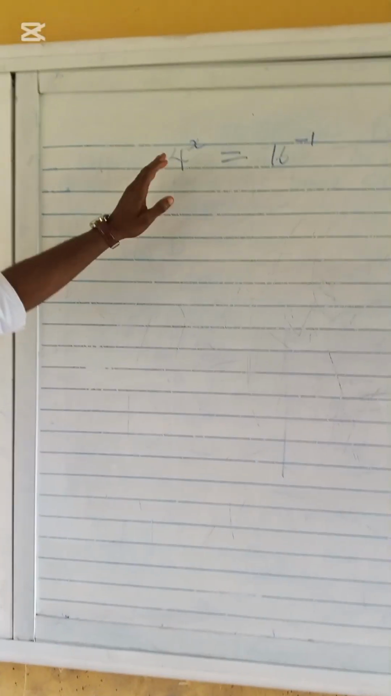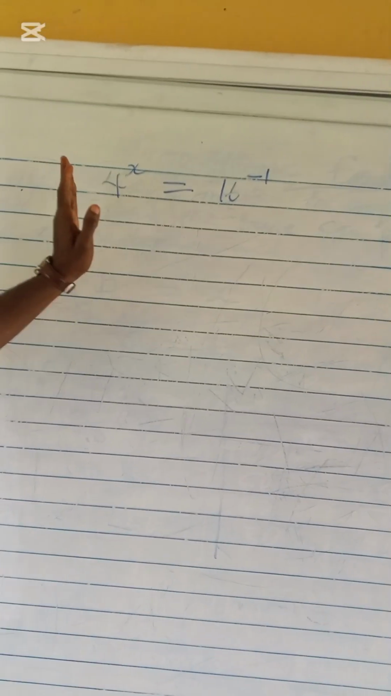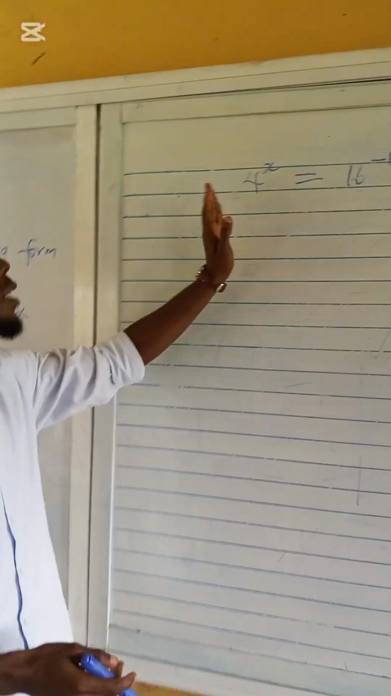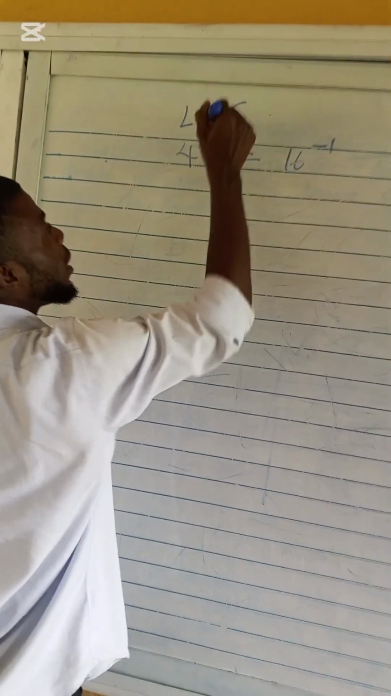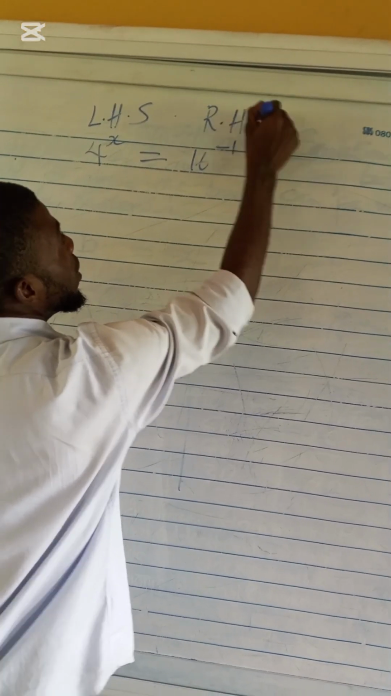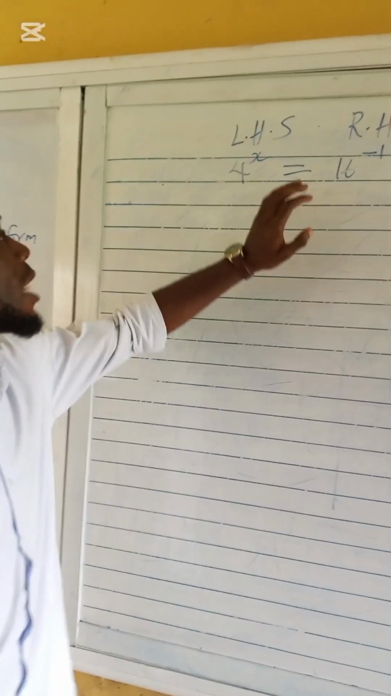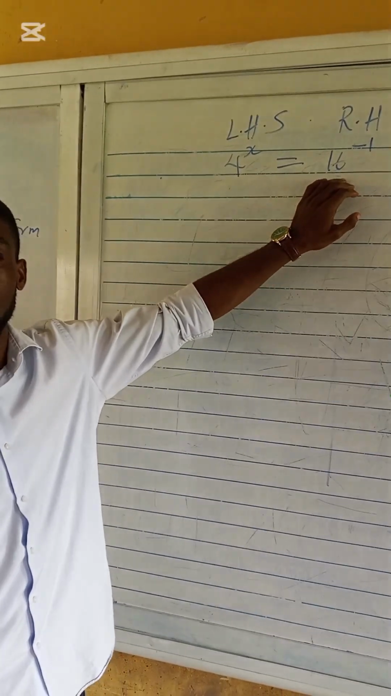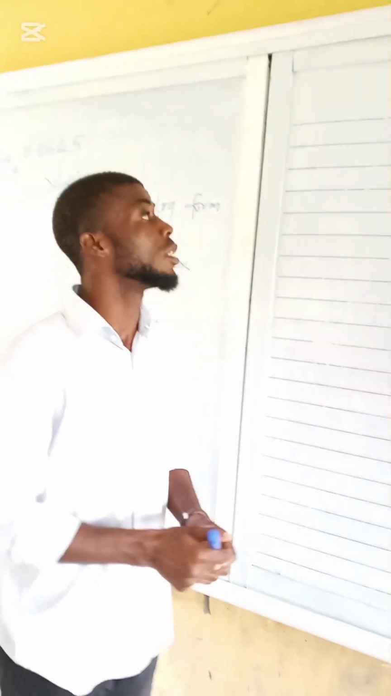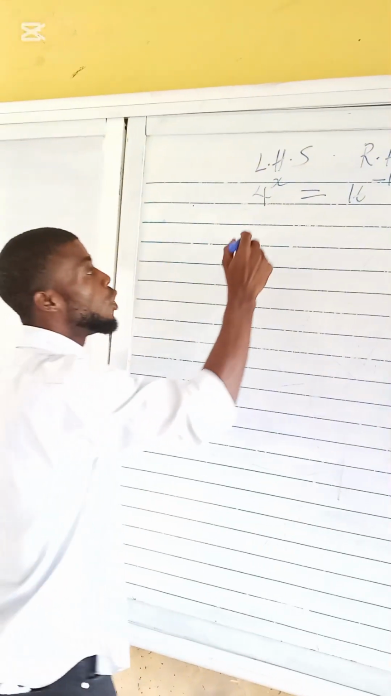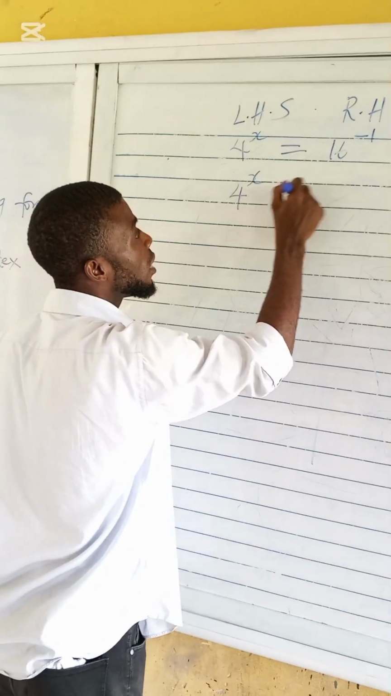I'm going to ask myself a simple question. This is what? An equation. Equation simply means that whatever is on the left hand side is exactly the same as what you are seeing on the right hand side. Now on my left hand side, I have 4 raised to the power x. On my right hand side, I also have 16 raised to the power minus 1. I will ask myself a simple question. Can I express both the base of the left hand side and the base of the right hand side to have a common base? If yes, that means we are closer to our solution. Yes, and we can express 16 to have the same base as what? 4.